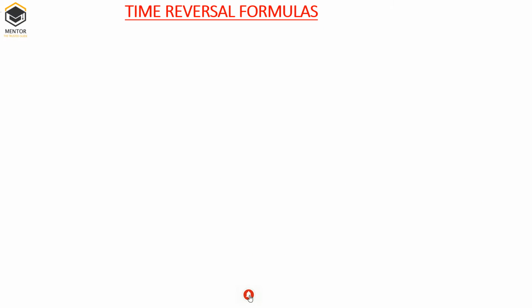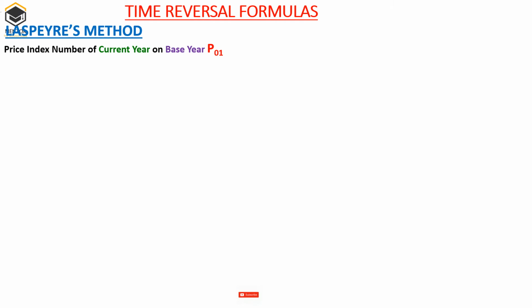Let's see the time reversal formulas of different methods of index numbers. The very first we are going to see is the Laspeyres method. In the Laspeyres method, the price index of the current year based on the base year is given as P01. So how is the formula? P01 is equal to summation P1Q0 divided by summation P0Q0 into 100, because the author has given the weight to the base year, that's the reason we have Q0.